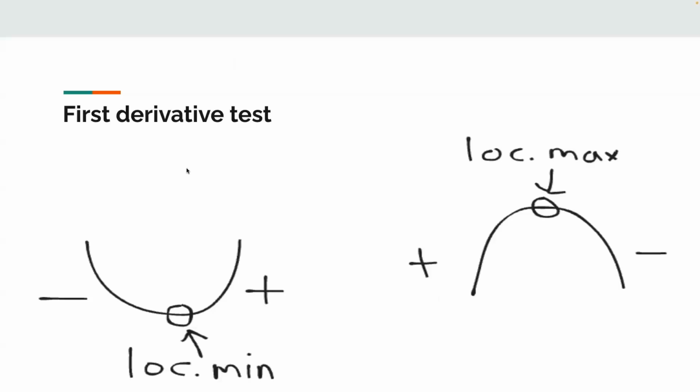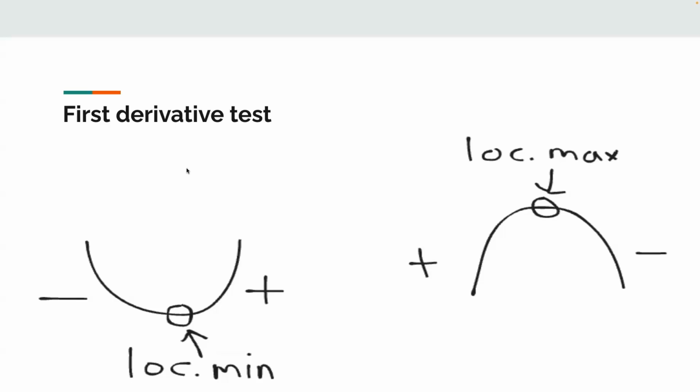So, the first derivative test. The first derivative test is essentially at spots where the first derivative equals 0. We check the left and right sides. If on the left side the function is decreasing, so the derivative is negative, and on the right side it's positive, meaning it's increasing, it's a local minimum. If the opposite is true, it's a local maximum.